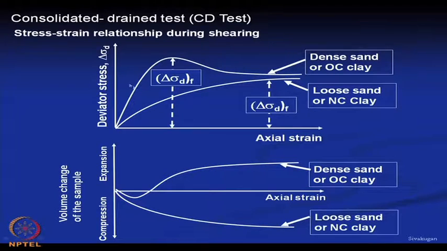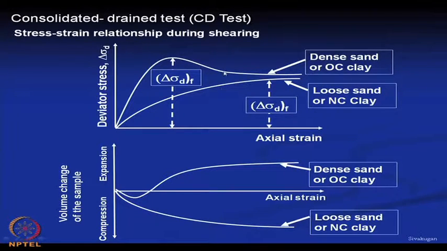So these are the typical sand or clay consolidated drained test, CD test, and relationship during shearing. In the triaxial test, if I take this axis as the axial strain axis and this as the deviatoric stress, then this curve is for the loose sand or normally consolidated clay, and this curve is for the dense sand or over consolidated clay.